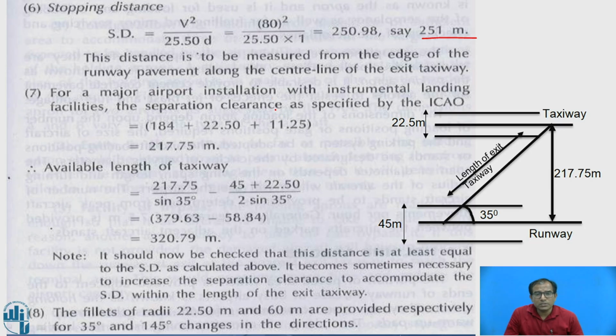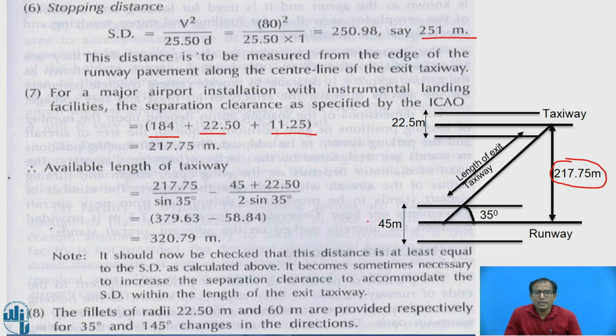Now for the separation clearance, as per ICAO, the International Civil Aviation Organization, the minimum separation clearance is 184 meters plus half the width of the runway plus half the width of the taxiway. So 45 by 2 is 22.5, and 22.5 by 2 is 11.25. This distance is called the separation clearance. So 217.75 meters is required, because with one vehicle on the runway and another on the taxiway, there is a chance that the wings of both aircraft may collide. This separation clearance ensures sufficient safety between the vehicle on the taxiway and the vehicle on the runway. Now you can pause over here.